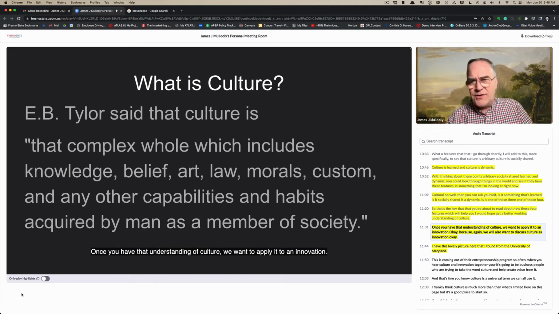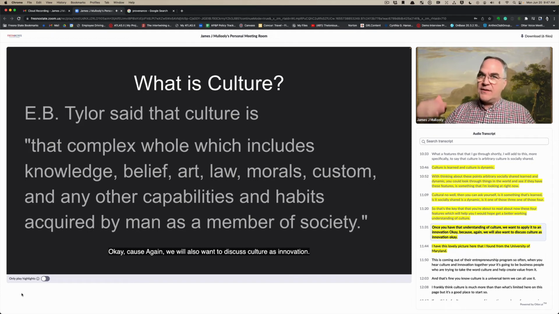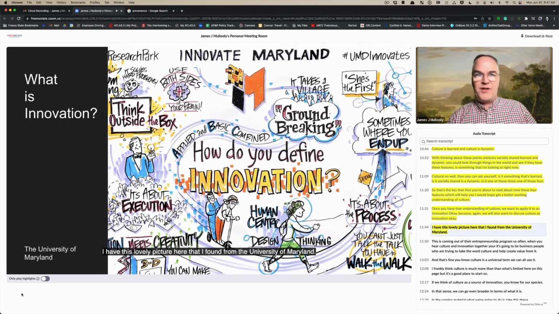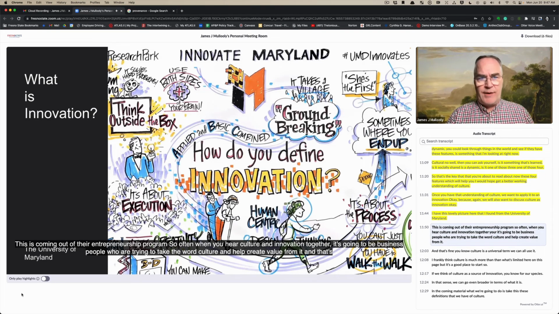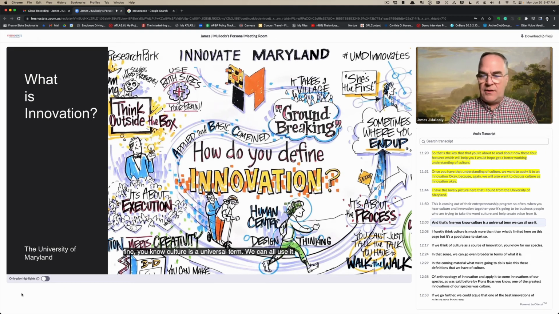Once you have that understanding of culture, we want to apply it to innovation, because we will also want to discuss culture as innovation. I have this lovely picture here that I found from the University of Maryland, coming out of their entrepreneurship program. Often when you hear culture and innovation together, it's business people who are trying to take the word culture and help create value from it. And that's fine. Culture is a universal term. We can all use it.